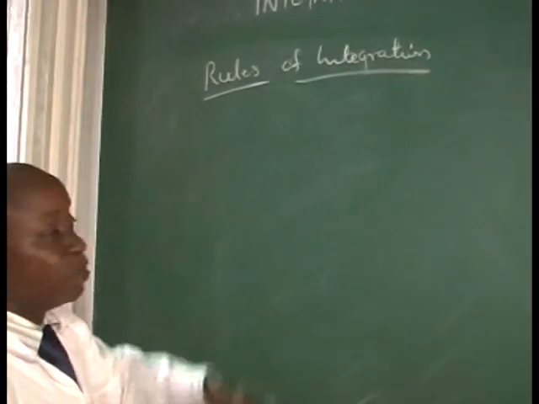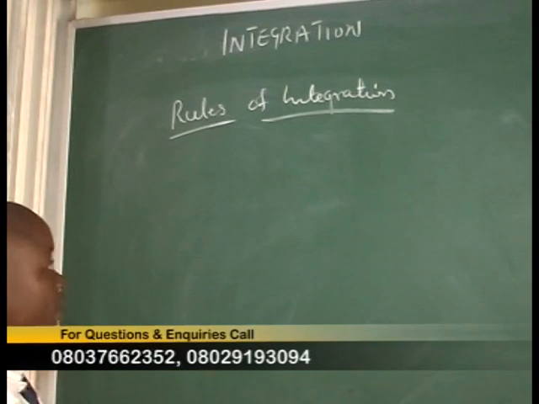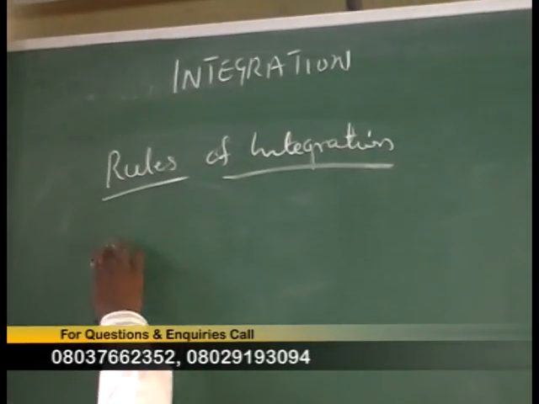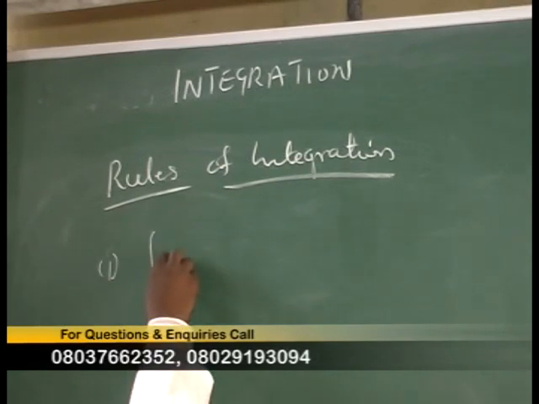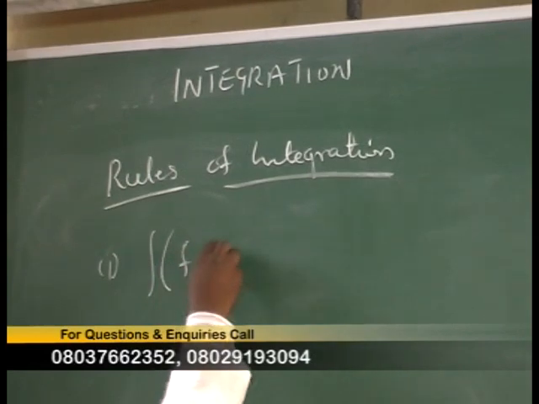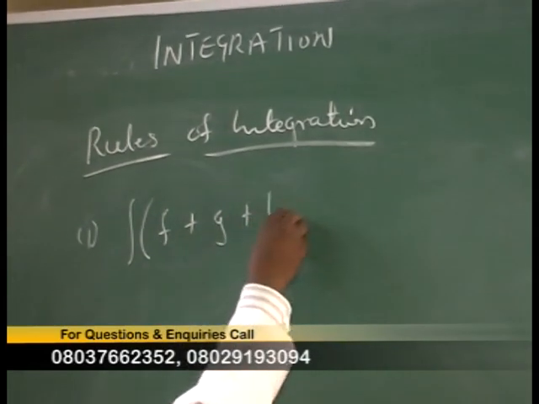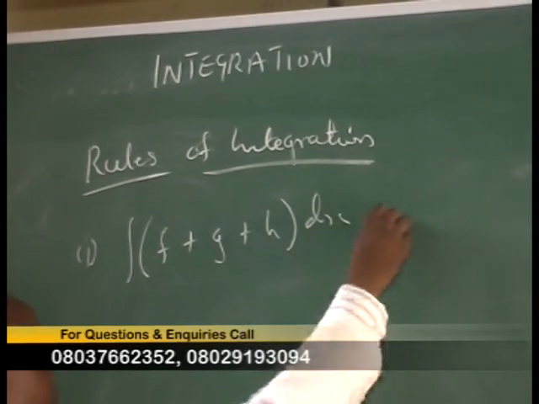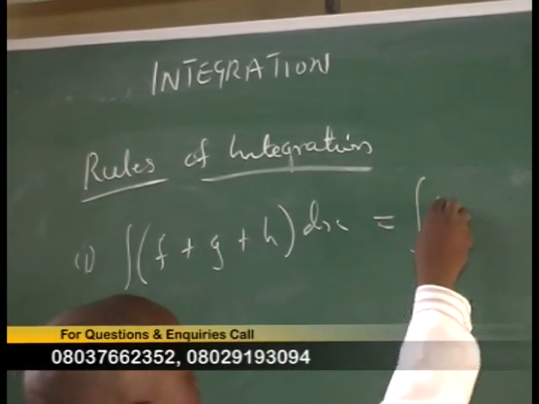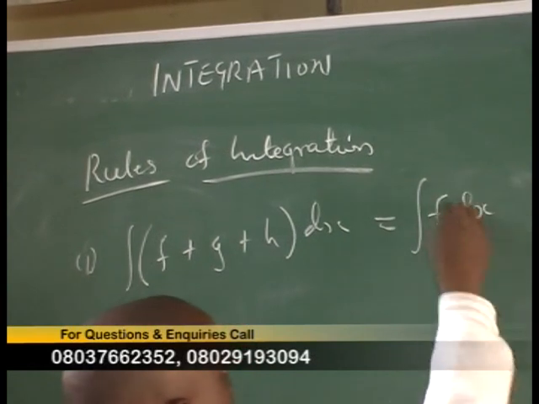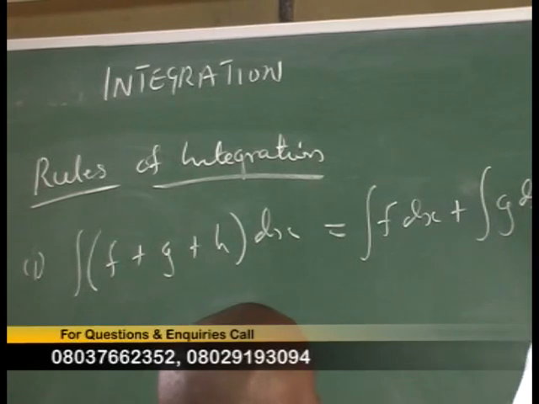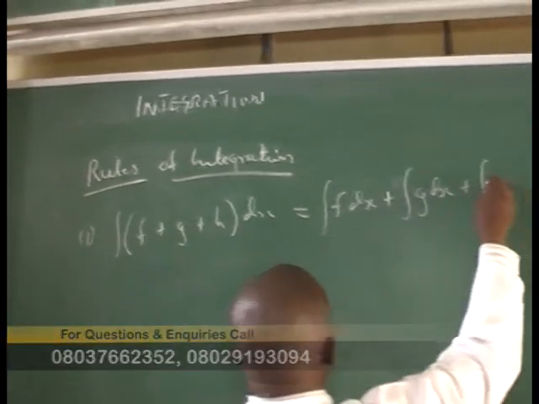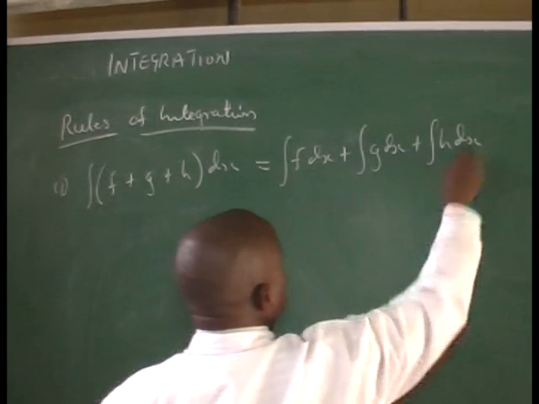Now we are looking at rules of integration. Number 1 rule is that the integral of f plus g plus h dx will be equal to the integral of f dx plus the integral of g dx plus the integral of h dx.